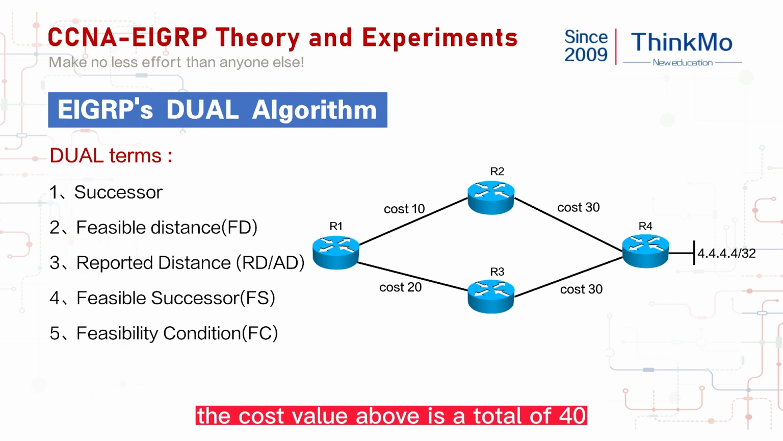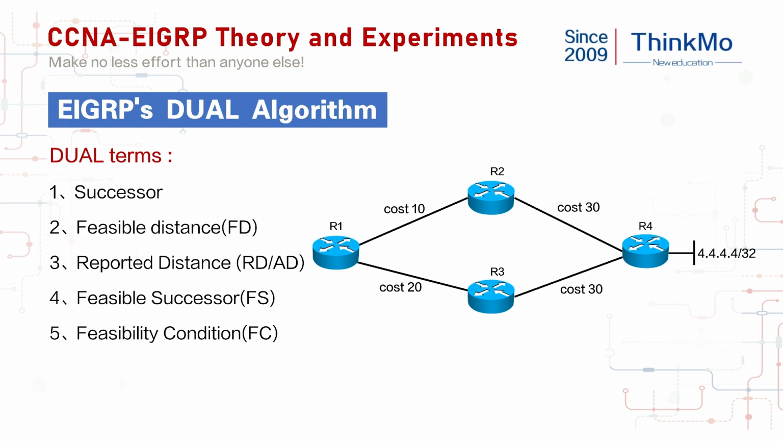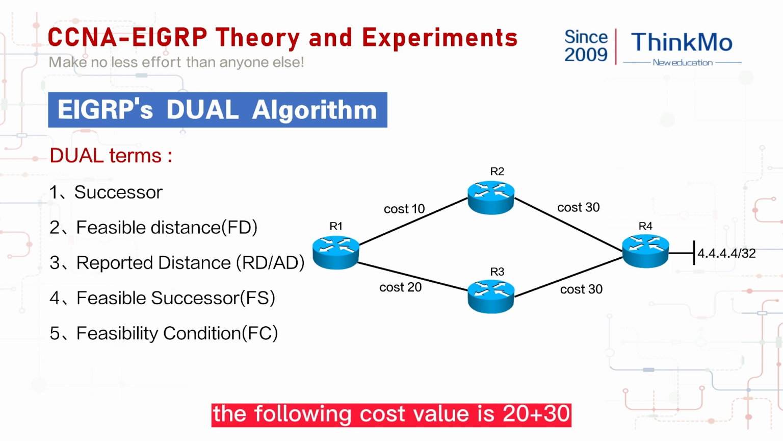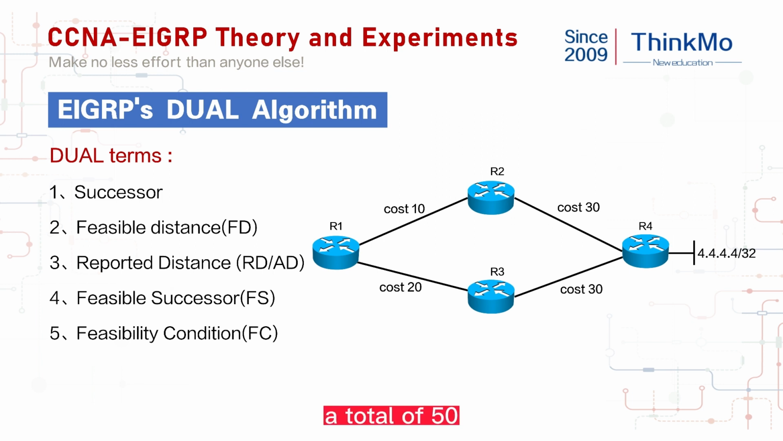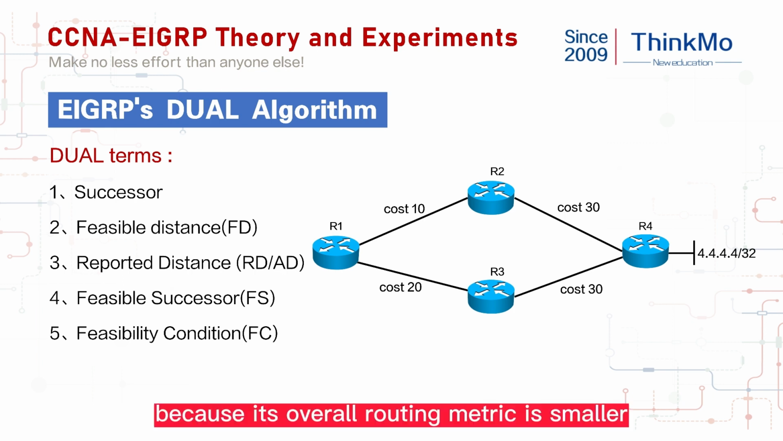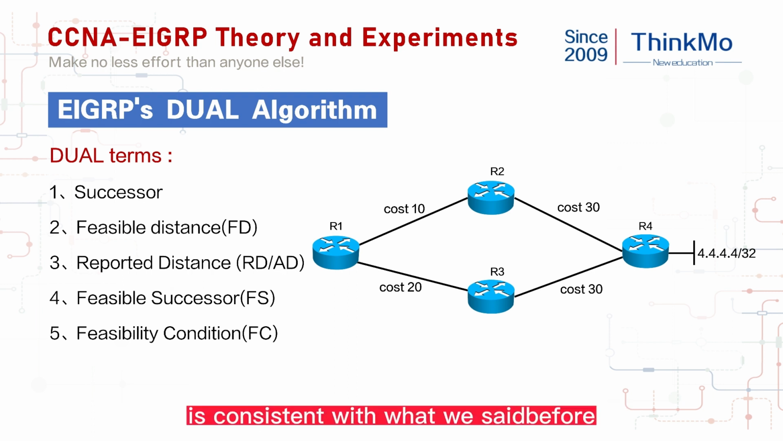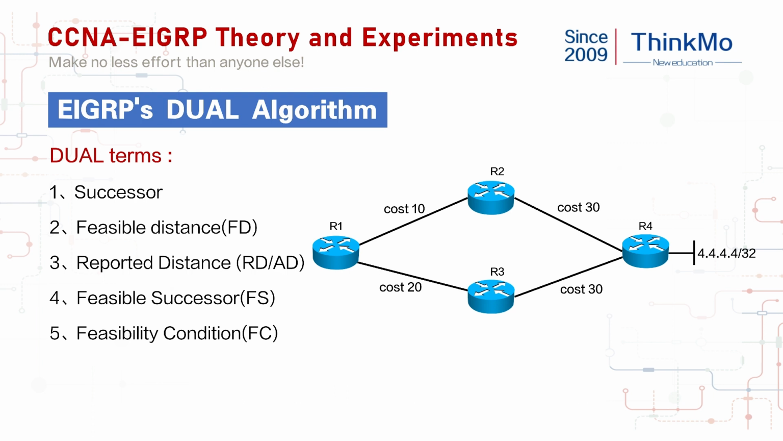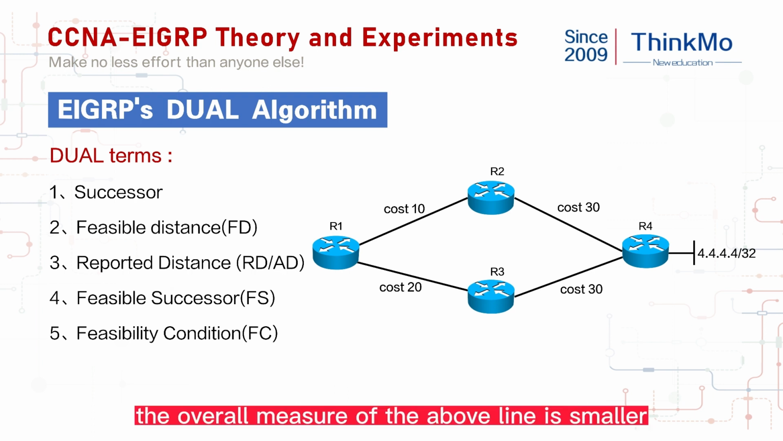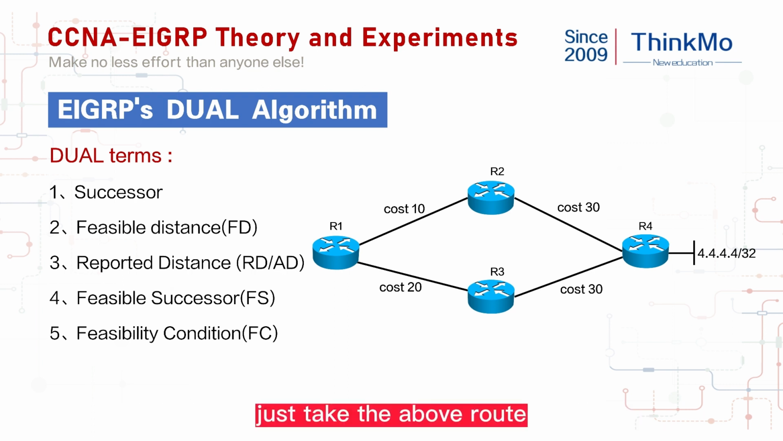The cost value above is a total of 40. 10 plus 30 equals 40. The following cost value is 20 plus 30, a total of 50. That is to say, it must be the above route, because its overall routing metric is smaller. This protocol mechanism is consistent with what we said before. Both lines are learned via EIGRP. The overall metric of the above line is smaller, so just take the above route.